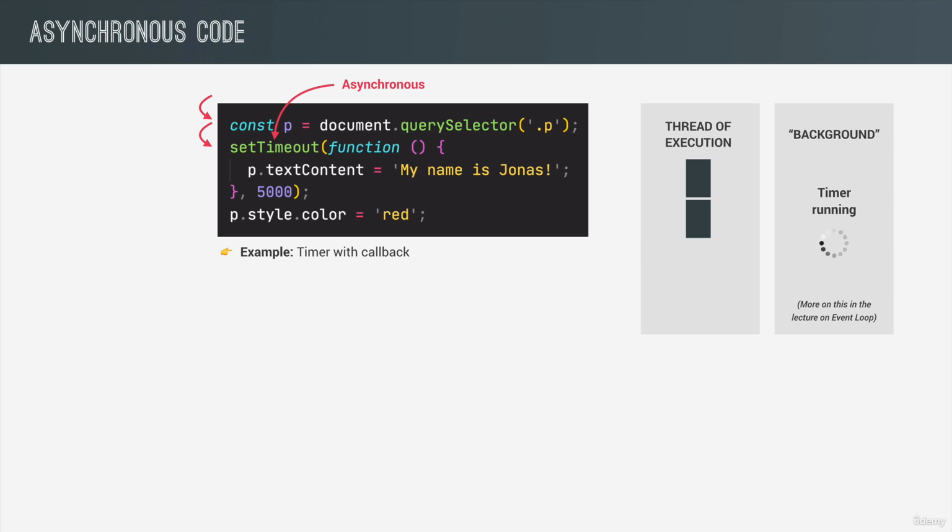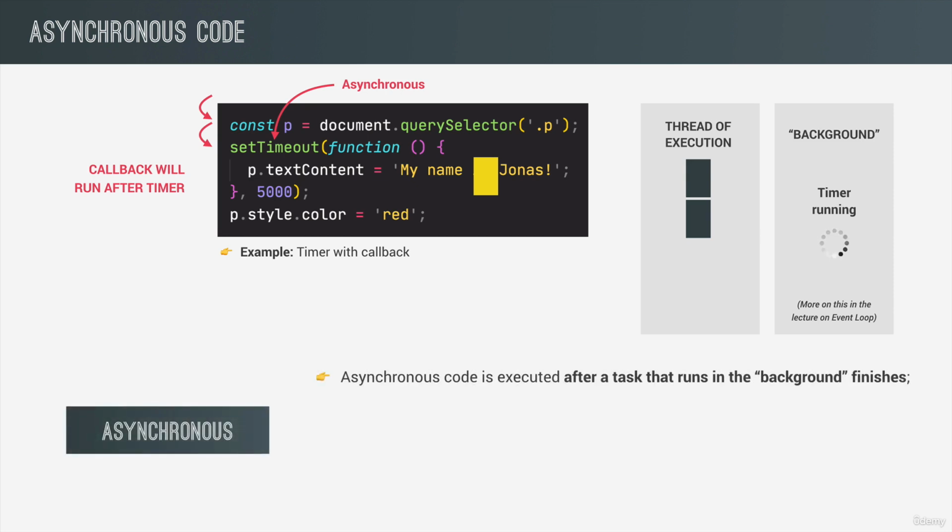We also register a callback function, which will not be executed now, but only after the timer has finished running. And we have actually already done this many times before in practice, right? Now, this callback function that I just mentioned is asynchronous JavaScript. And it is asynchronous because it's only going to be executed after a task that is running in the background finishes execution. And in this case, that is the timer.